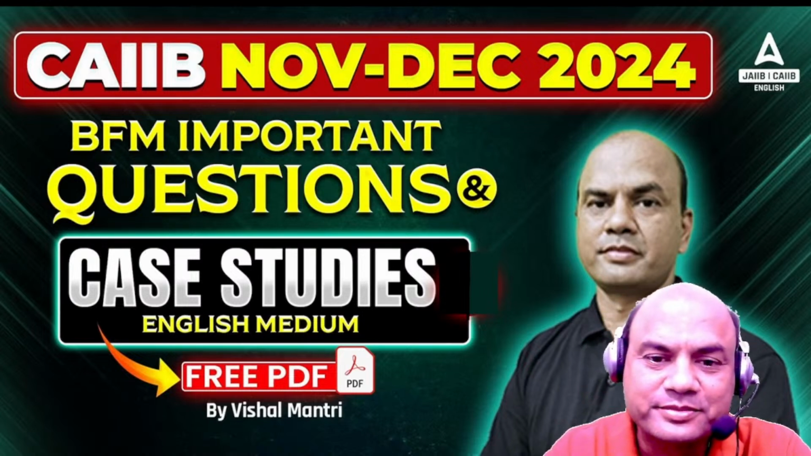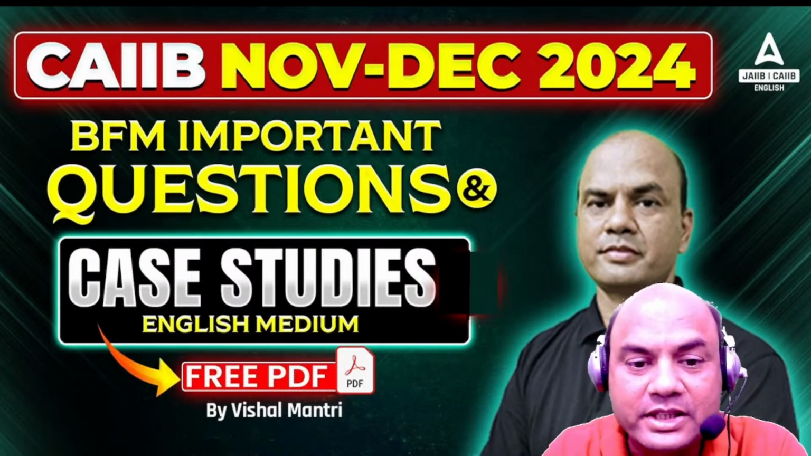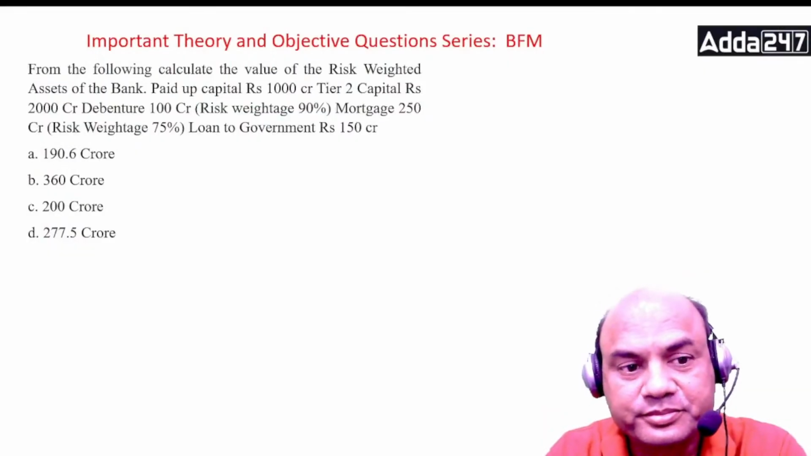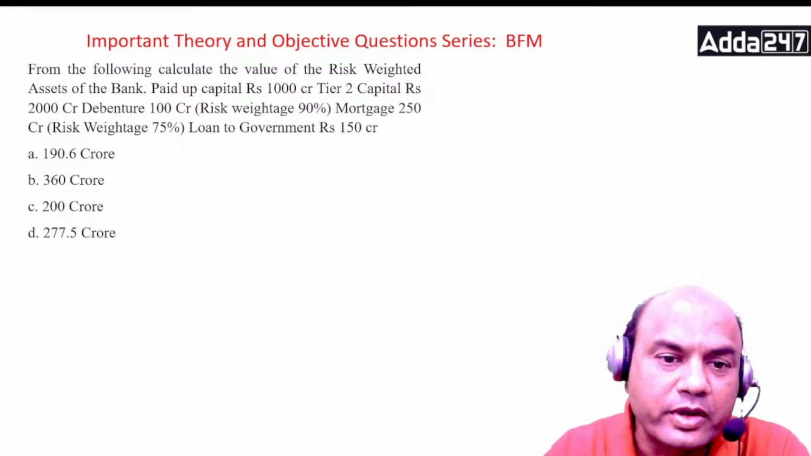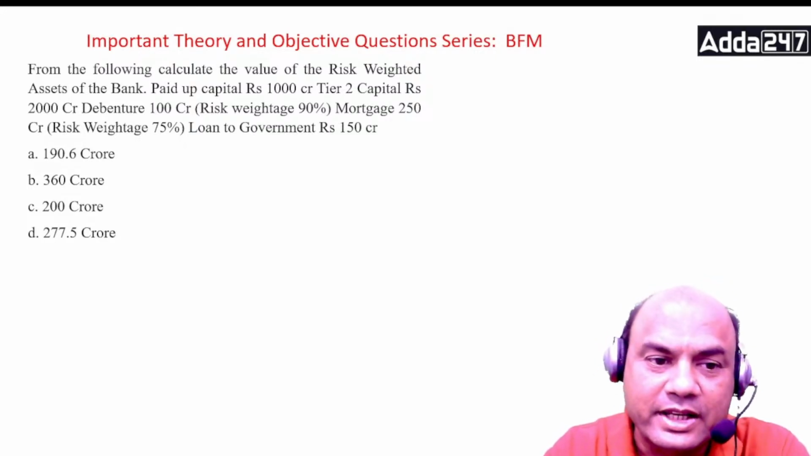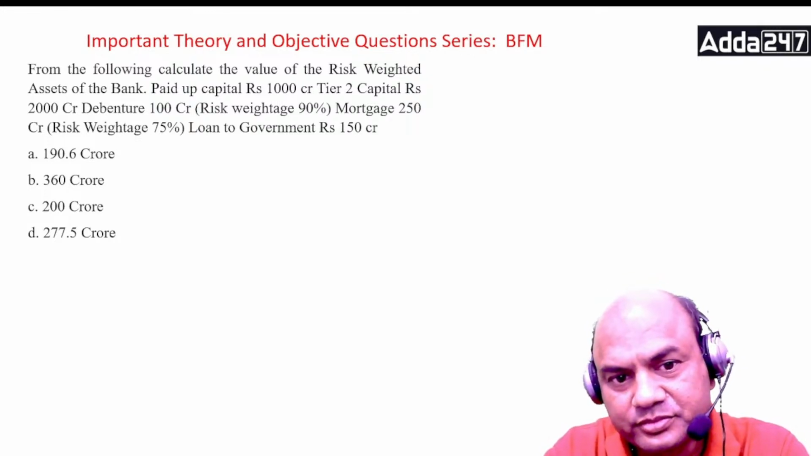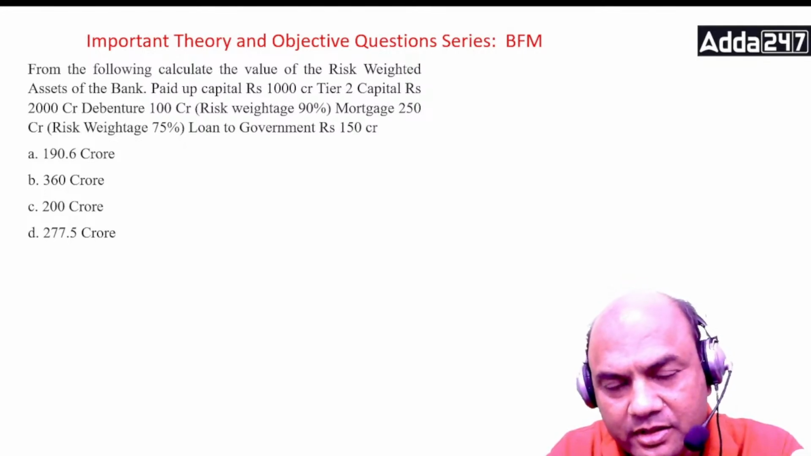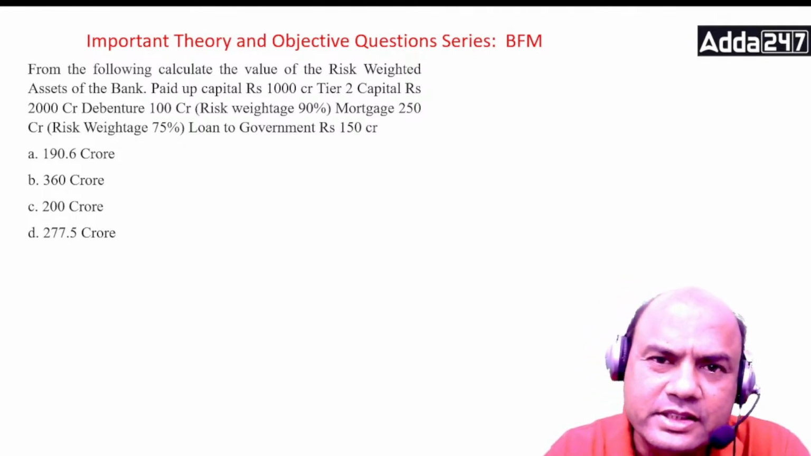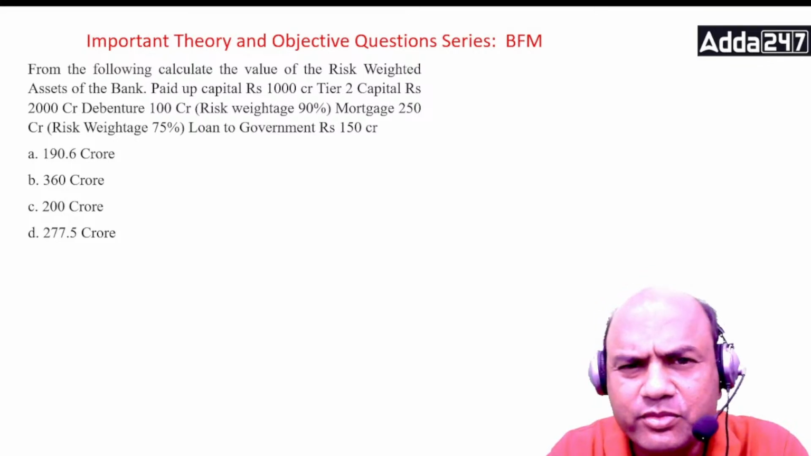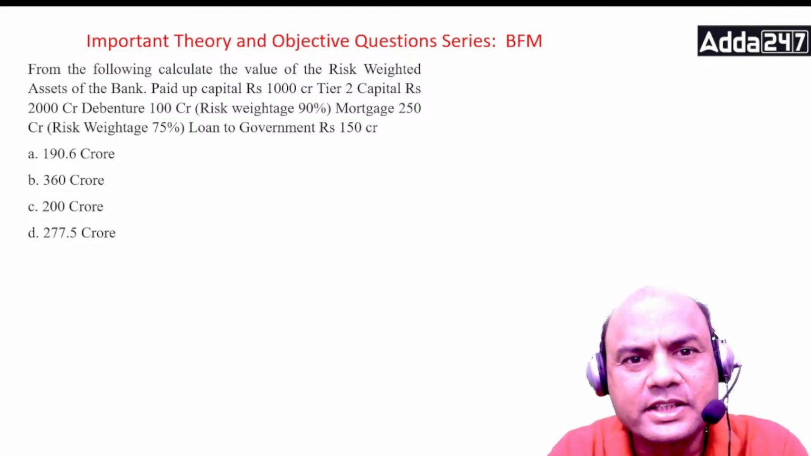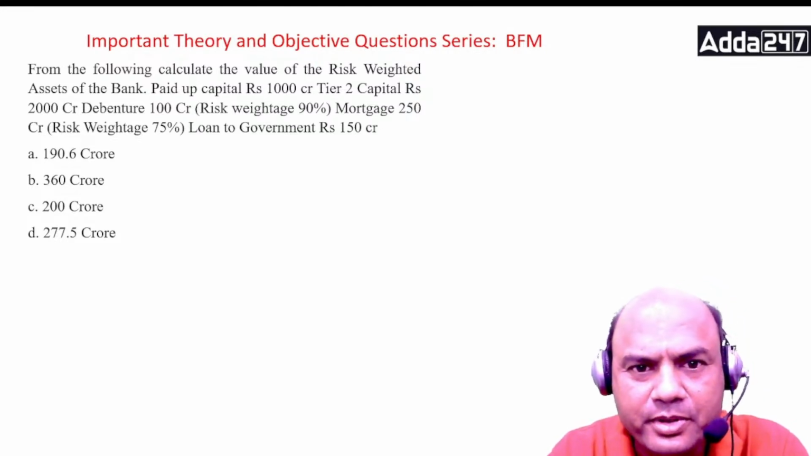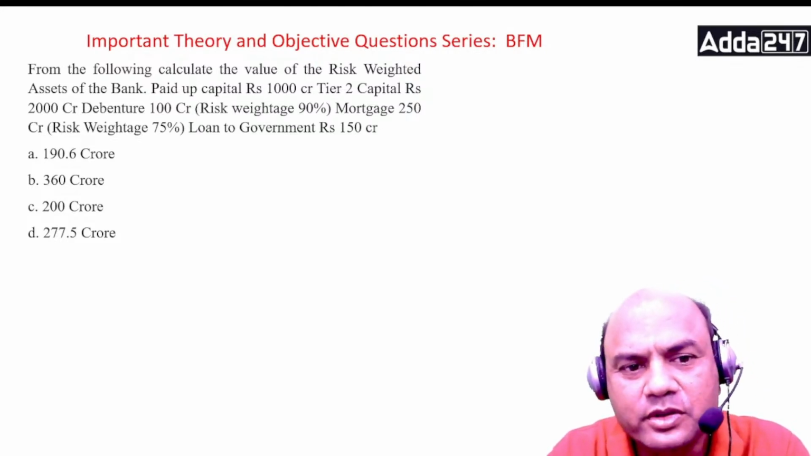So let's start. First we'll be starting from the case study. We'll be doing the case study today related to module B. From the following, calculate the value of the risk-weighted assets of a bank. What is given? Paid up capital is given. You have to calculate RWA. Be sure this case study will be there in the exam in some form or the other. RWA calculation is a part of your BFM calculations. There can't be any paper where this calculation is not there.